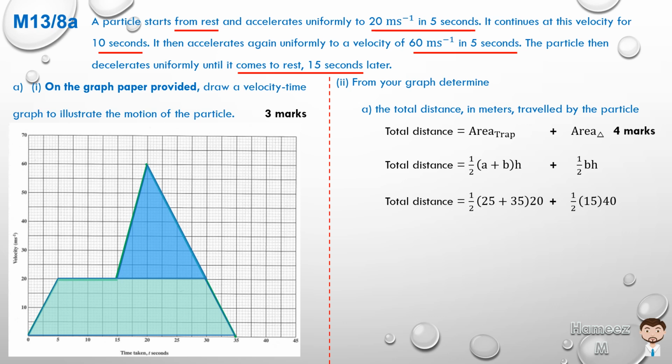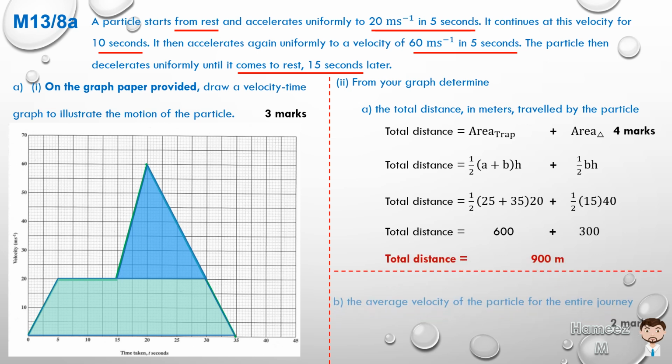So we can work that out. A half times 20 is 10, 10 times 25 plus 35 is 60, so that will give us 60 by 10, 600. A half of 40 is 20, 20 by 15 is 300. So the total distance is 900 meters traveled.